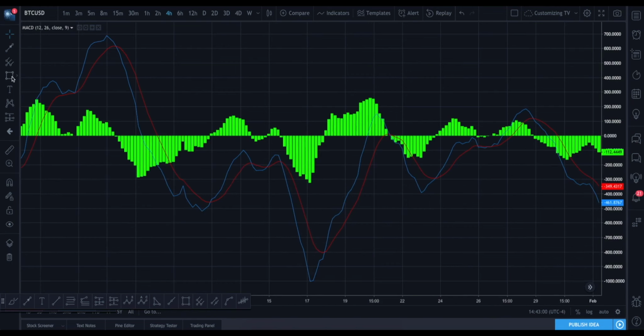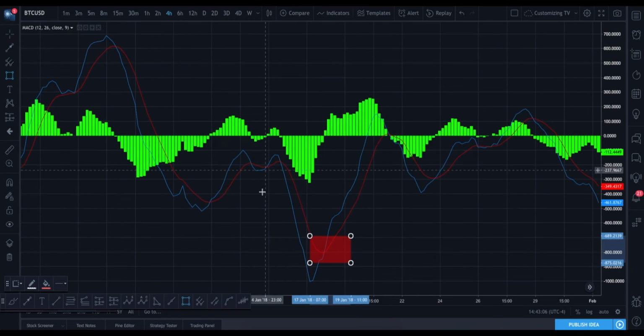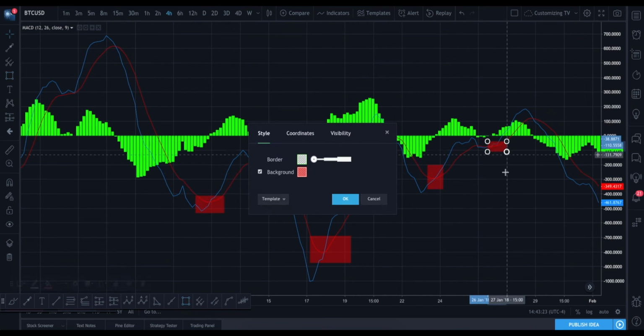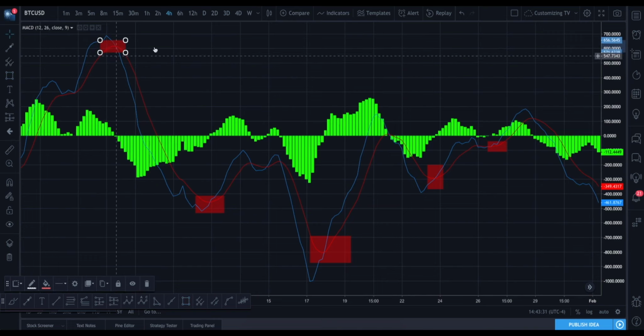So you can see that every single time that there was a crossover on the negative side of the MACD, such as here, here, here, etc., the histogram ticks to the opposite side, right? And you can see here when there's a crossover on the positive side, the histogram will tick on the inverse side. So it will tick to the downside.